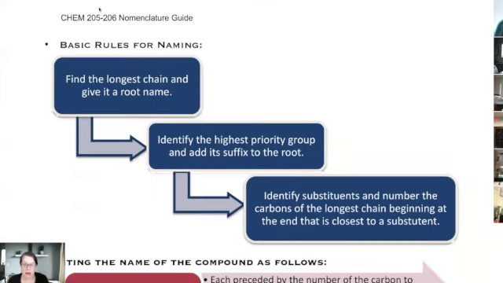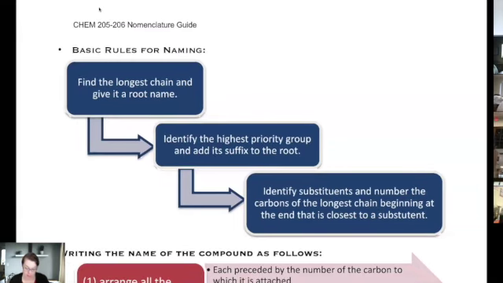So there are some rules to follow when it comes to naming your compounds. All right, does everybody have the handout near them, someplace they can see it? Okay, it's on Blackboard. All right, so the first thing that you're going to be doing is looking for the longest chain to give the molecule its root name. Okay, so the root name is going to be based off the number of carbons.